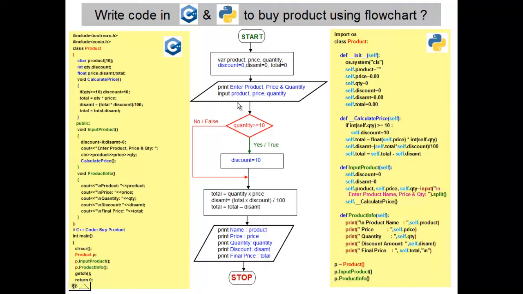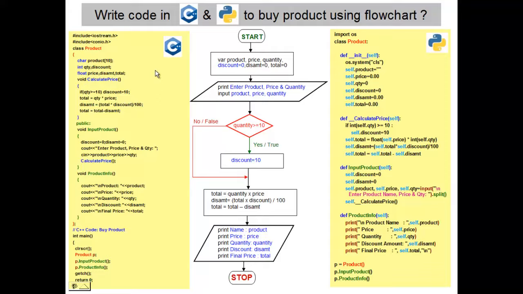Now this flowchart is converted first to C++. So check. Here on top I am using the header files iostream.h and conio.h. Now create the class first here. Now initialize the variables according to the flowchart. So product character array, integer quantity, discount, float price, discount amount and total.